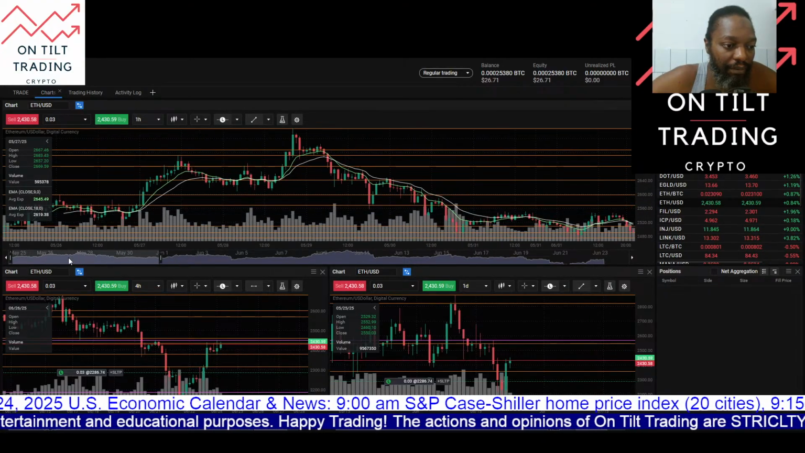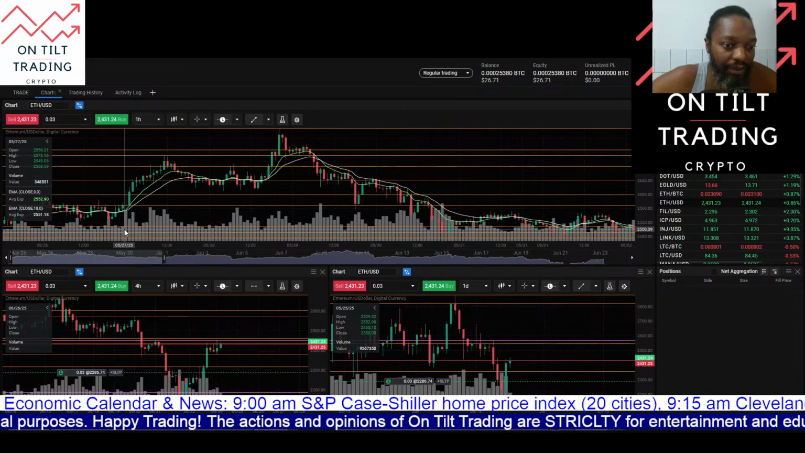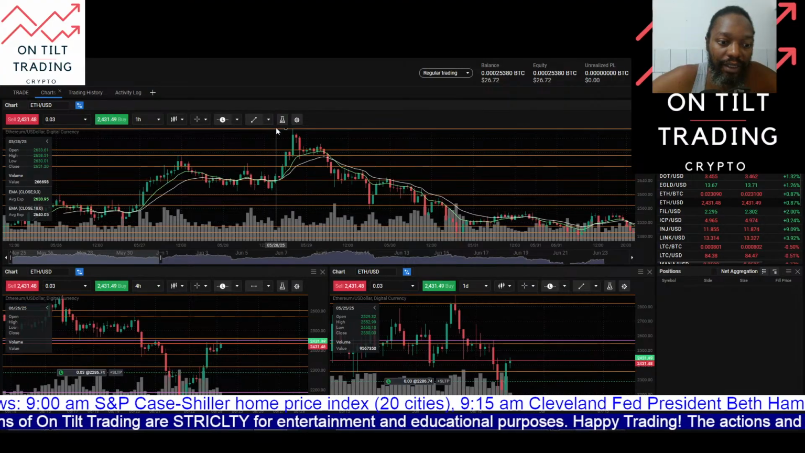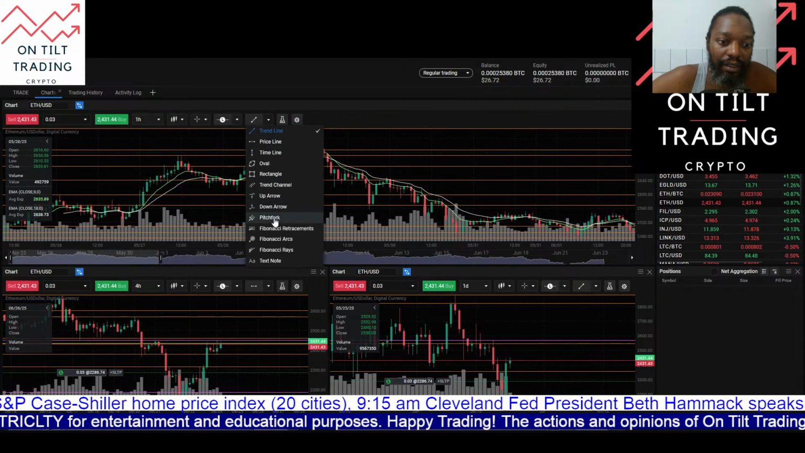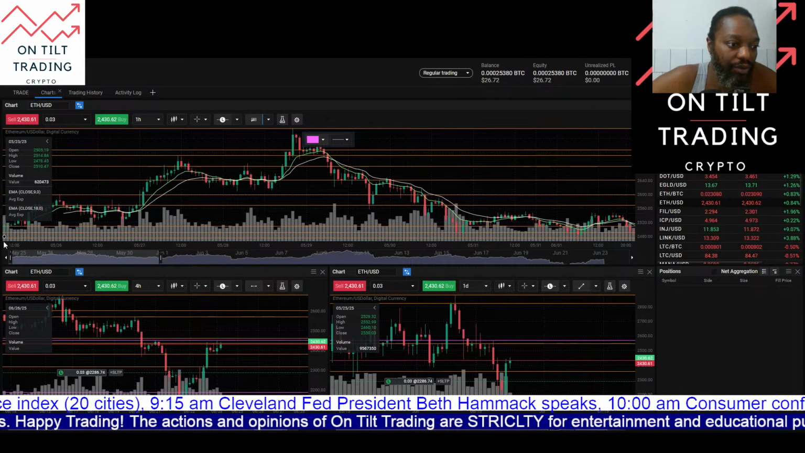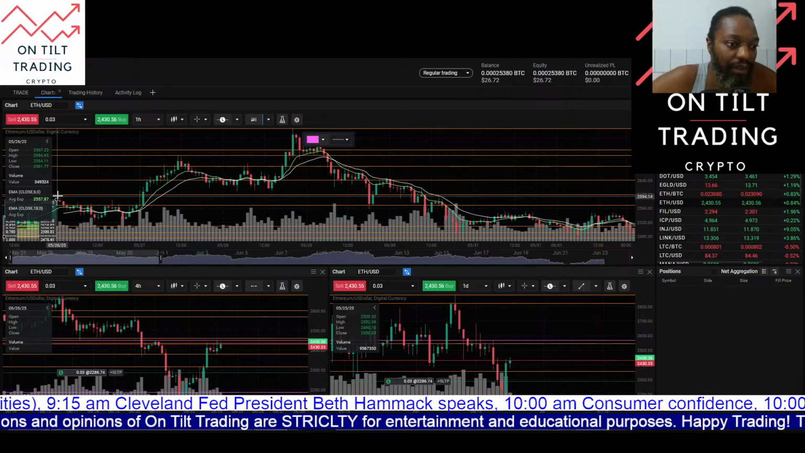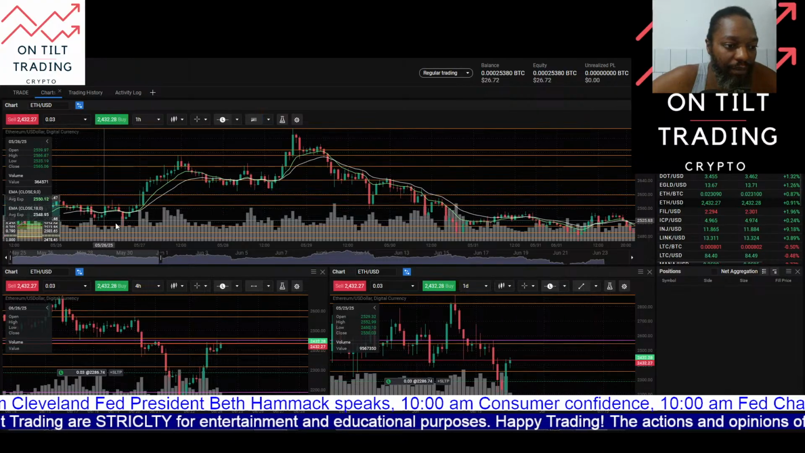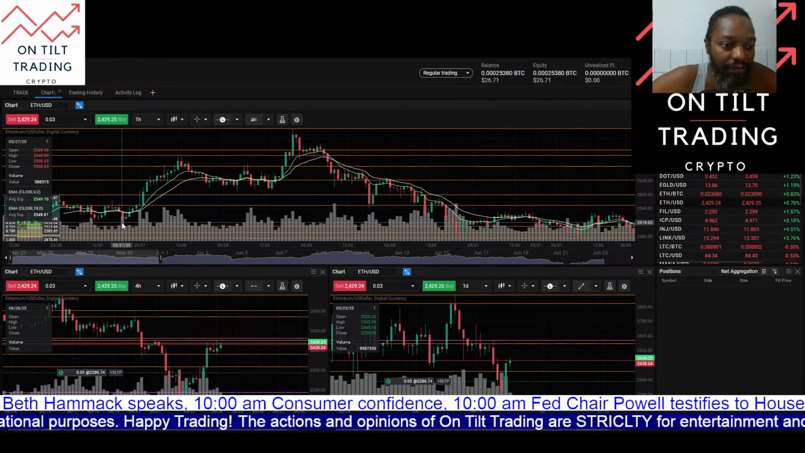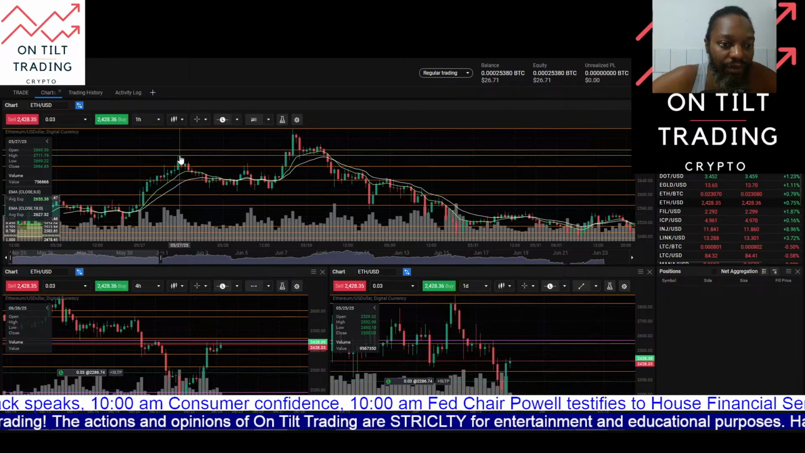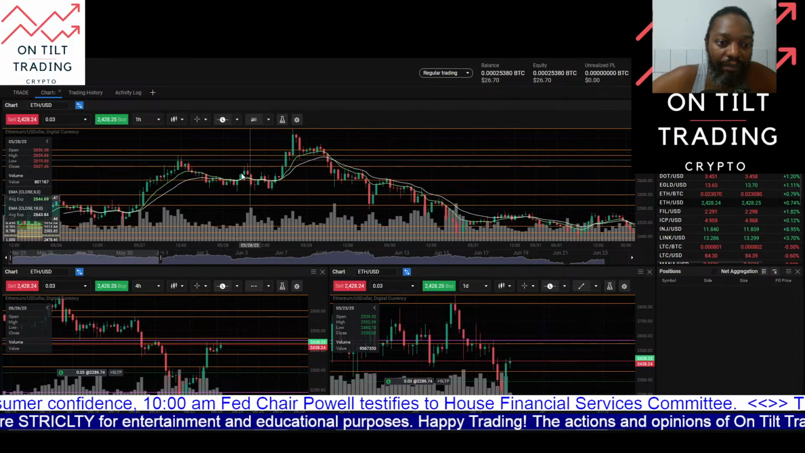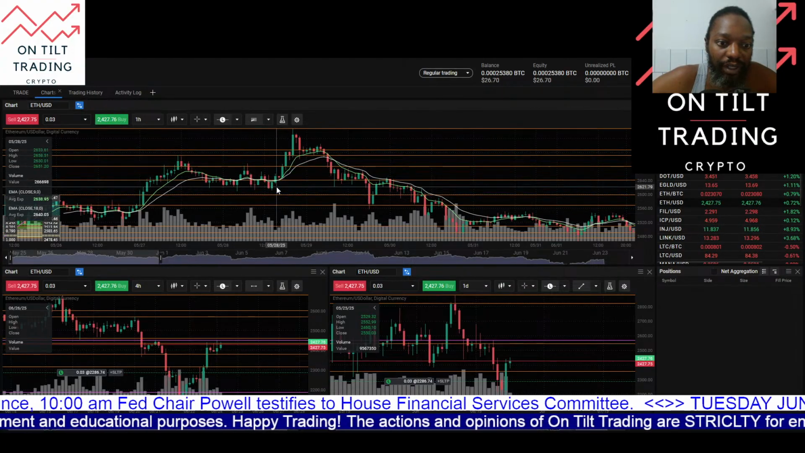So starting back here, there's a trade back here: a market structure shift starts here, and then it pulls back here to the 62% level, and then goes for target. So this is one trade opportunity right here.